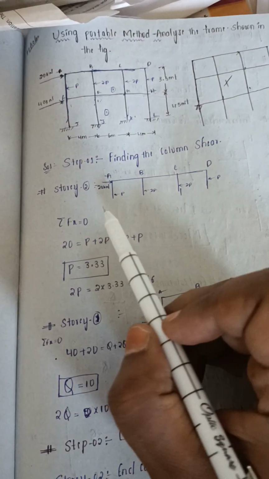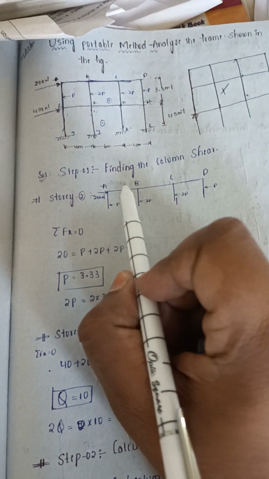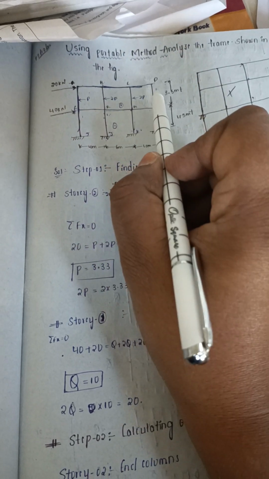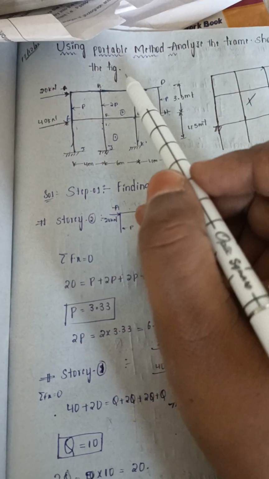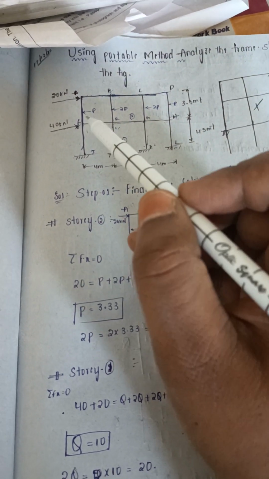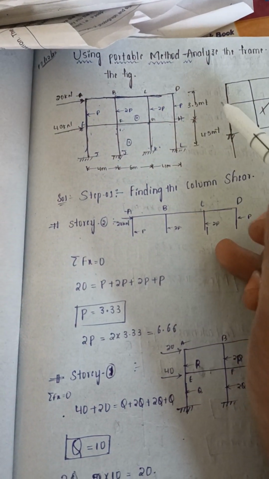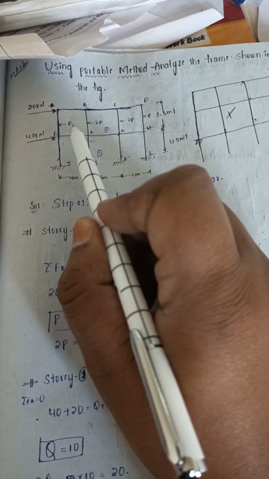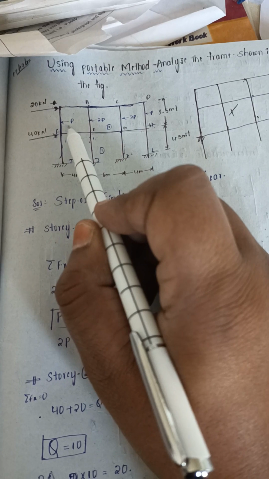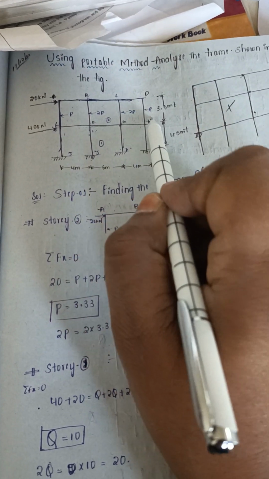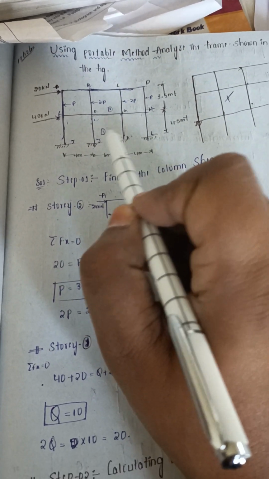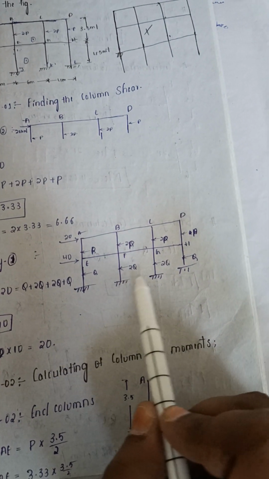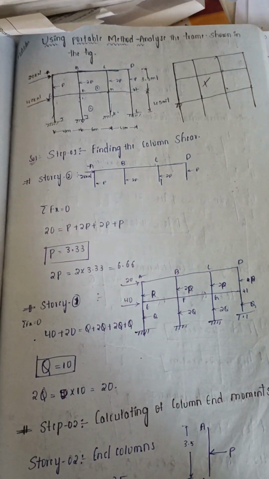I will explain here. First of all, we need to find the column shear for these columns. How many columns are there here? AE, BF, CG, DH, EI, FJ, GK, HL. For all these columns, we need to find the shear. That means first of all, we need to assume some value of shear on these columns. Here we have assumed P, here 2P, here 2P, here P, here Q, here 2Q, here 2Q, here Q. So there are some assumptions in this portal method.